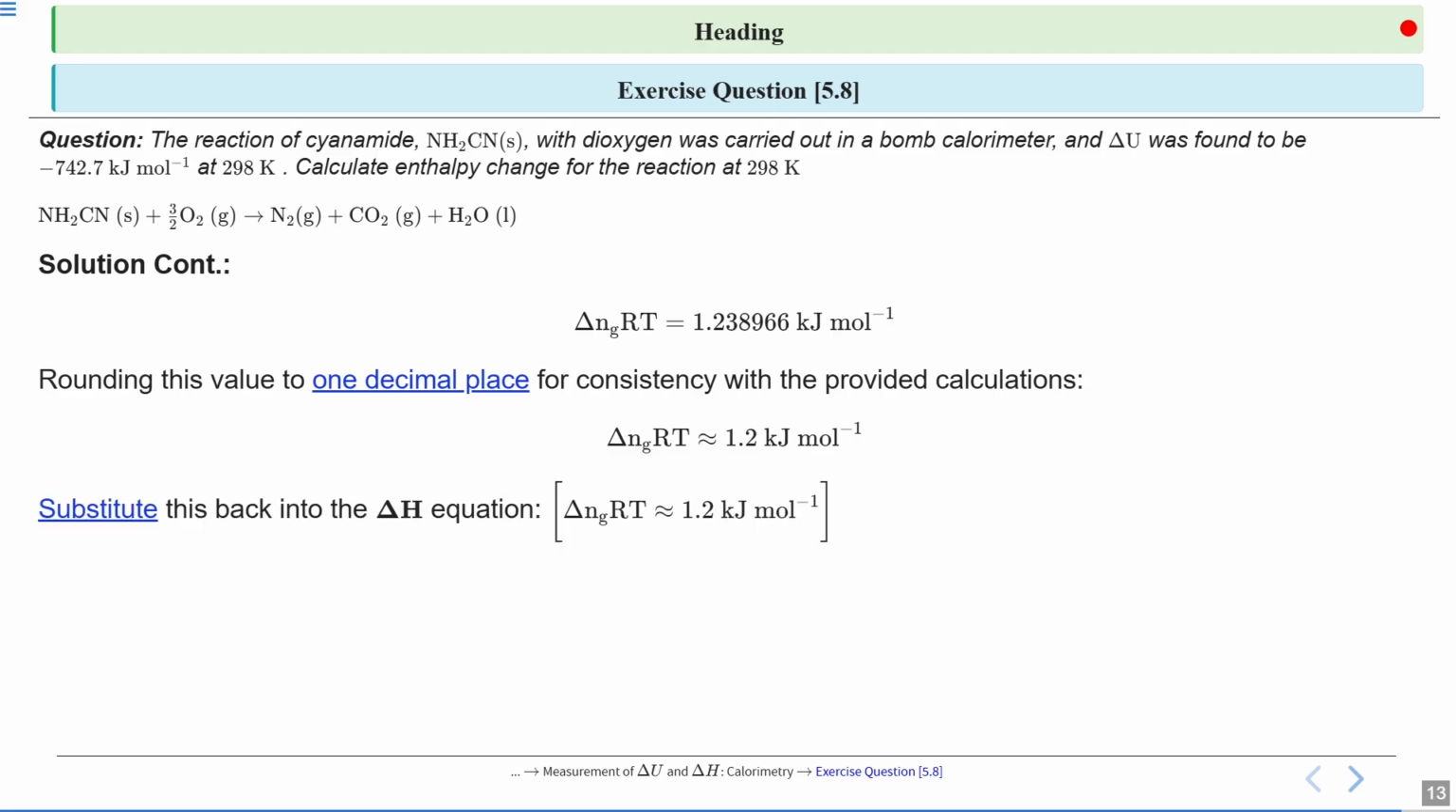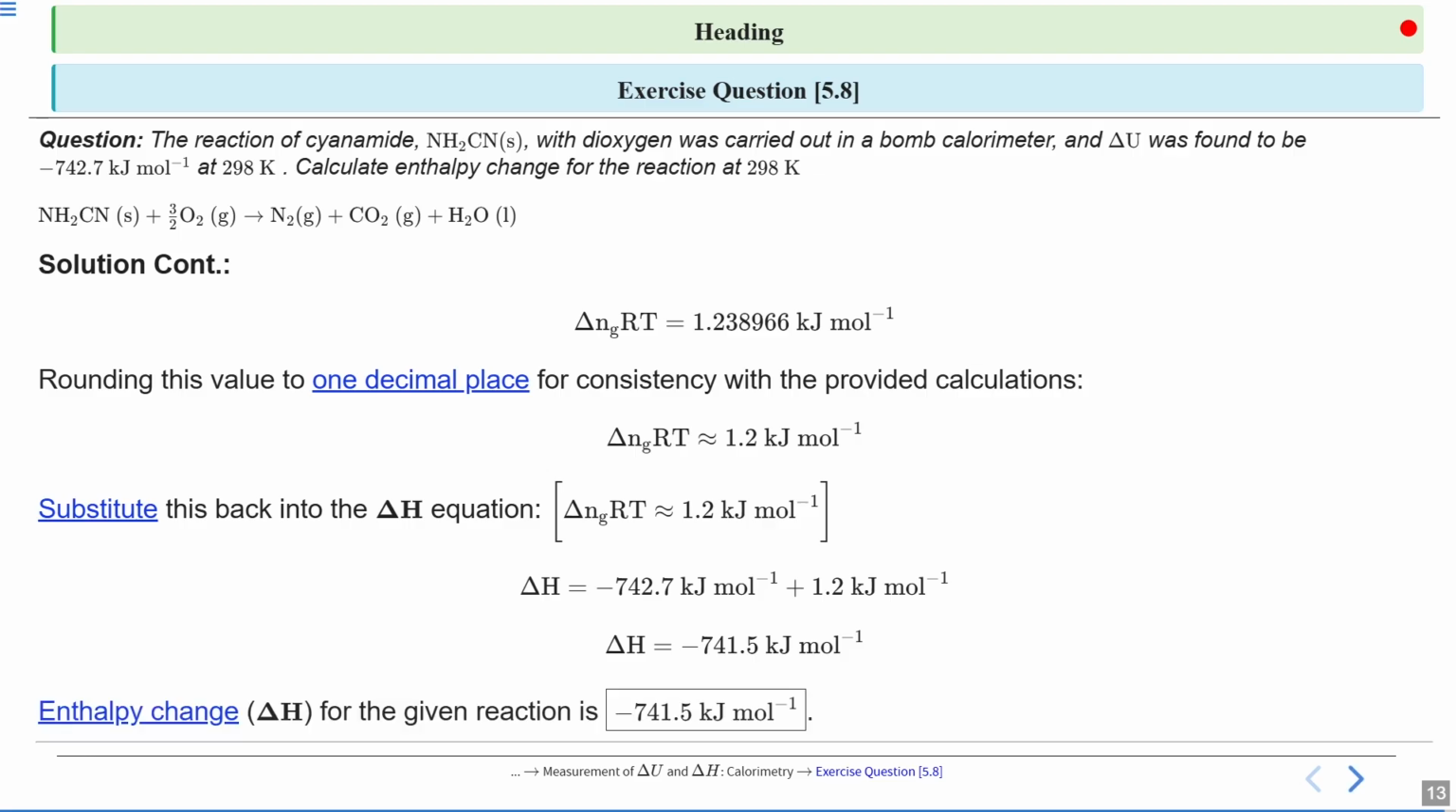Now substituting it back into the delta H equation, what do we get? We get minus 742.7 kilojoule per mole plus 1.2 kilojoule per mole. Now this will be calculated as minus 741.5 kilojoule per mole. So this is our final answer.